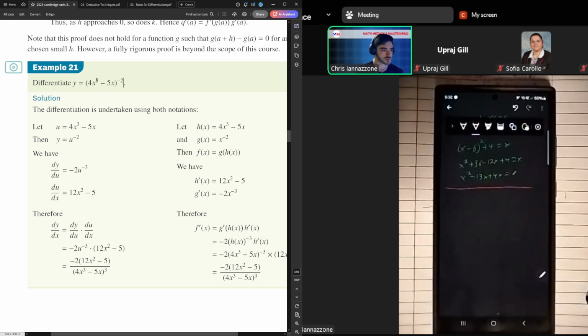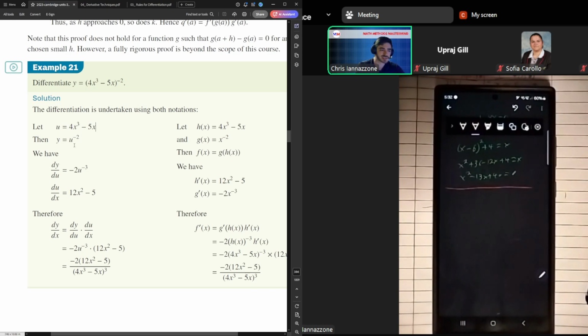What you do is start by defining whatever the inner function is, in this case the cubic. You define that as its own separate thing. The book will typically use u as the definition there. From there, you can rewrite your y equation purely in terms of u. So instead of saying y equals (4x cubed minus 5x) all to the power of -2, you replace this bit with u, and then that's just y equals u to the power of -2. That gives you two unique functions.